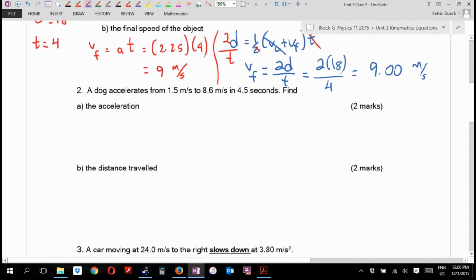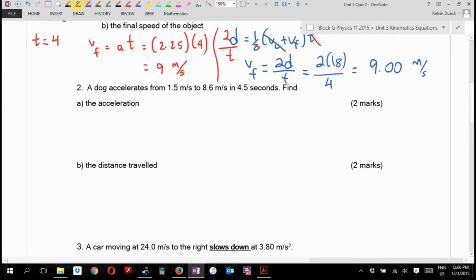Let's keep going. Number 2 says find A. It looks like they gave me VI. Looks like they gave me VF. Looks like they gave me T. Looking for an equation that has those by itself. Jared, you're up. Which equation has A, VI, VF, and T? I think this is the one you did last time you were here too, so I know you can get this one.